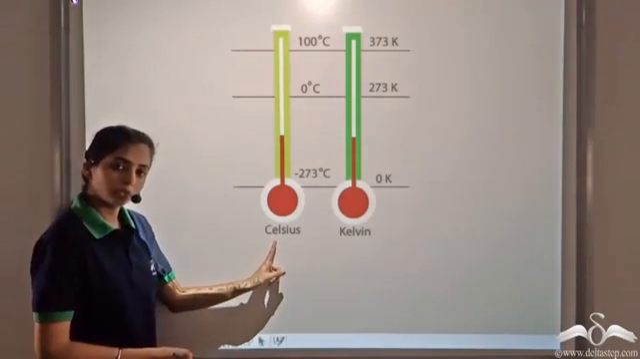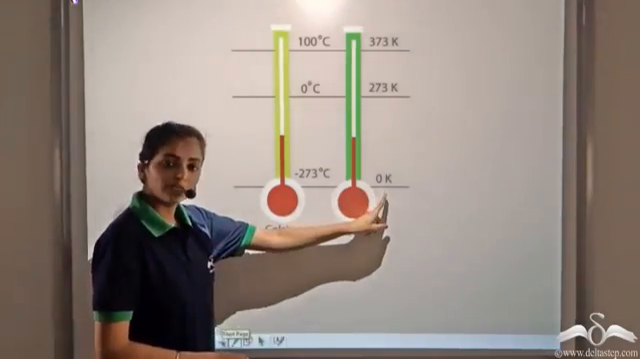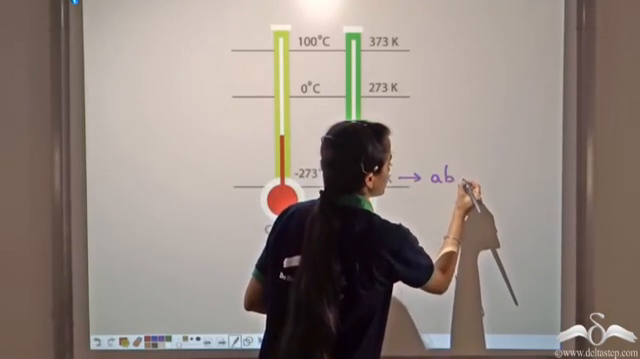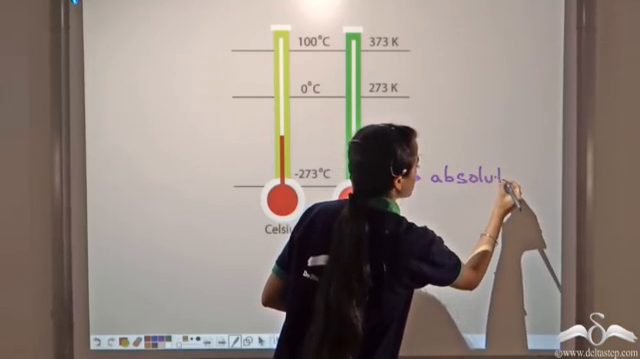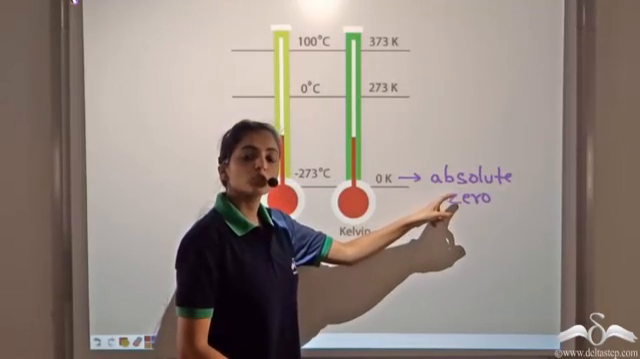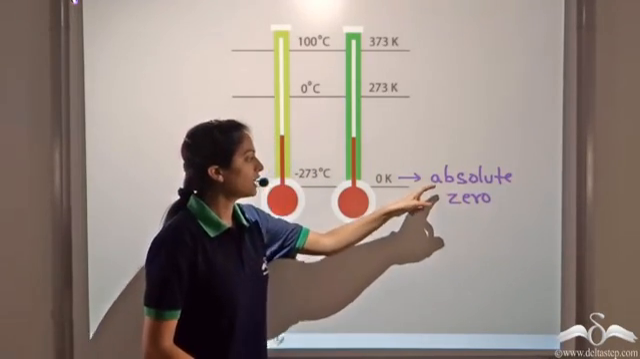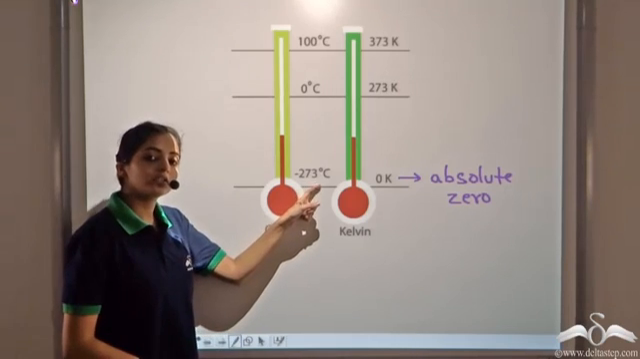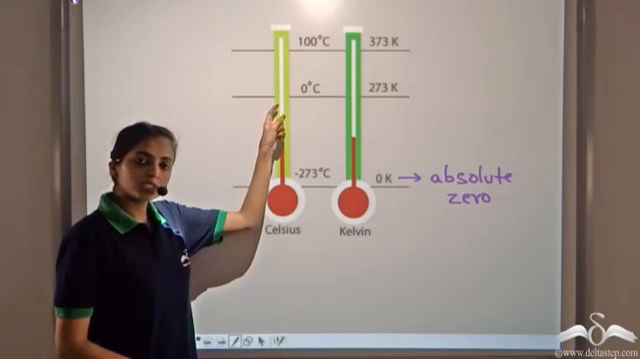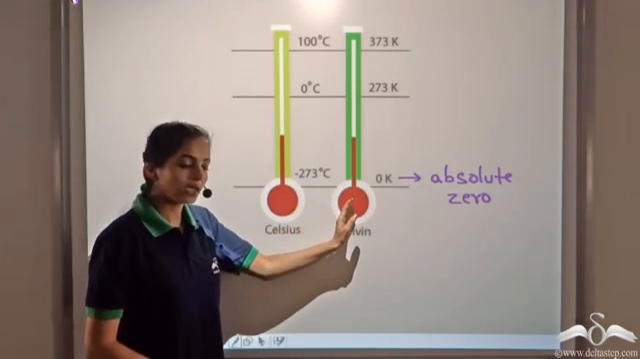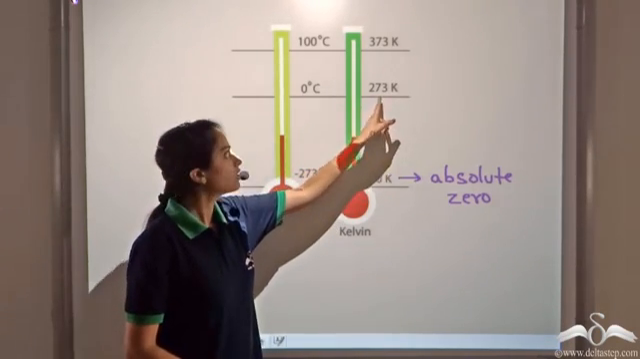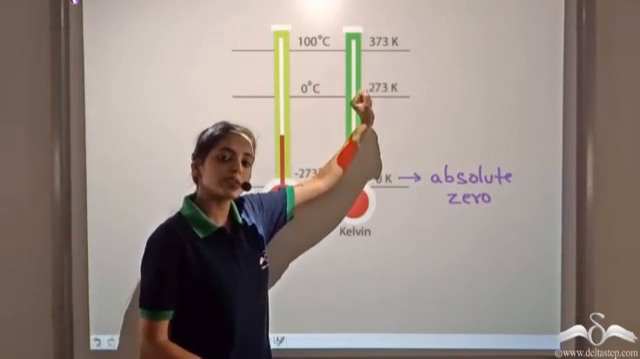This can be compared to a Celsius scale. So 0 Kelvin on the Kelvin scale is the temperature known as absolute zero. This is the temperature at which all molecular motions cease, and this corresponds to minus 273 degrees Celsius on the Celsius scale. So we get all the remaining values by comparing the Celsius scale to the Kelvin scale. So 0 degrees Celsius corresponds to 273 Kelvin. 100 degrees Celsius corresponds to 373 Kelvin.